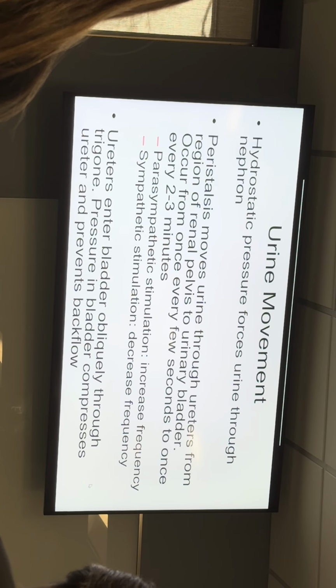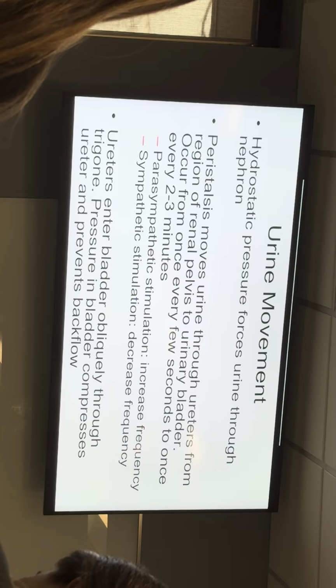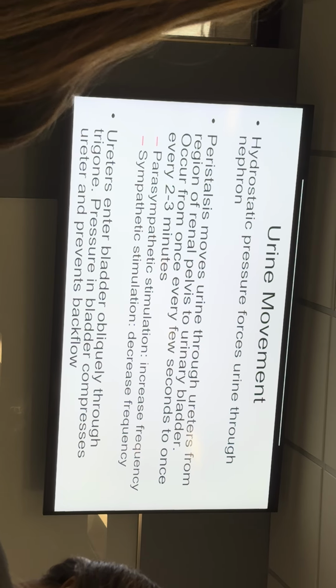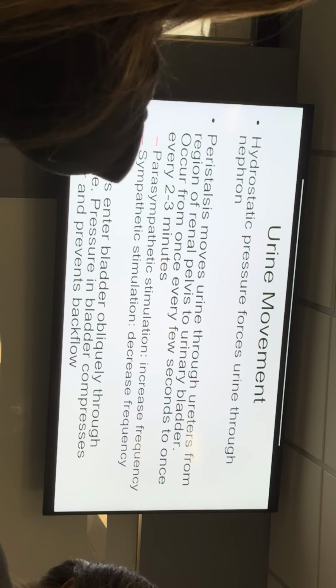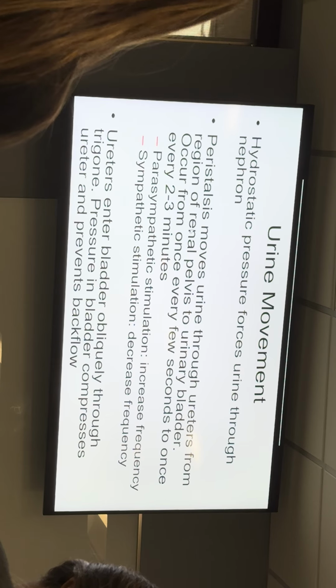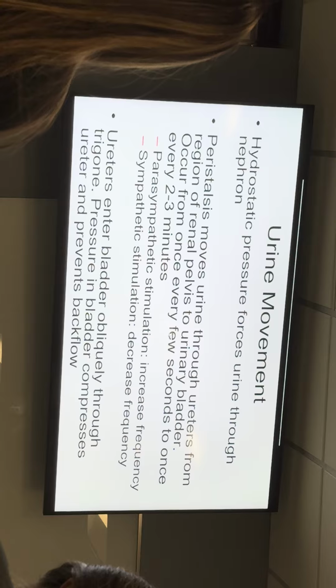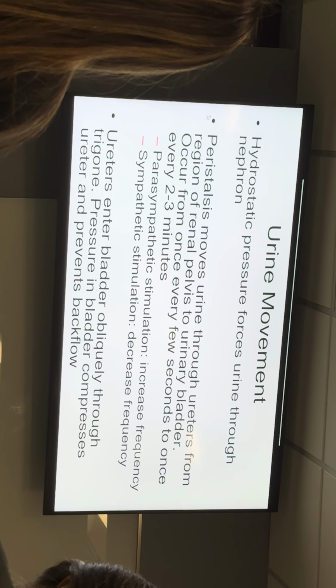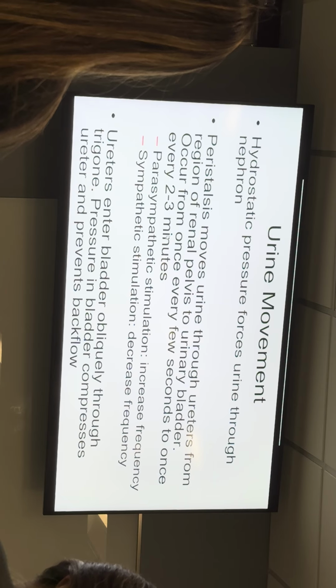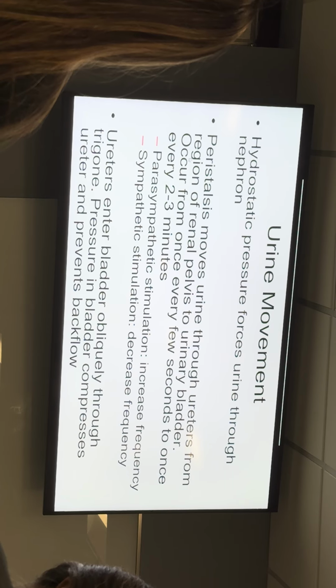Urine is moved through the nephron by hydrostatic pressure caused by the small efferent arteriole and large afferent arteriole. But once it gets to your ureters, your peristaltic contractions take over, just like in your digestive system, where smooth muscles relax in front of the urine and squeeze behind it. These contractions move urine from your kidneys down to your bladder, and they happen once every few seconds when you have a lot of water and are producing a lot of urine, down to once every 2 or 3 minutes when you're dehydrated and not producing that much urine.